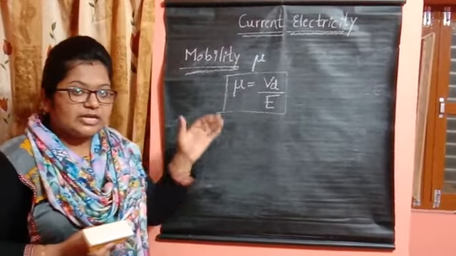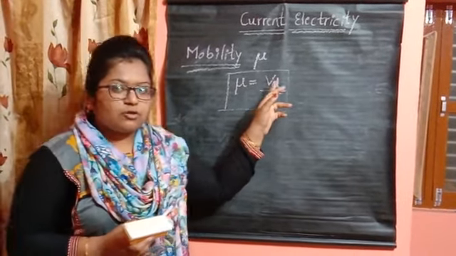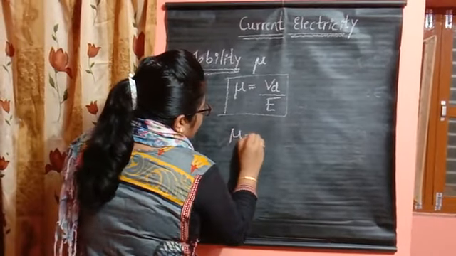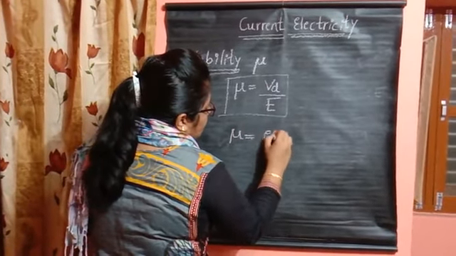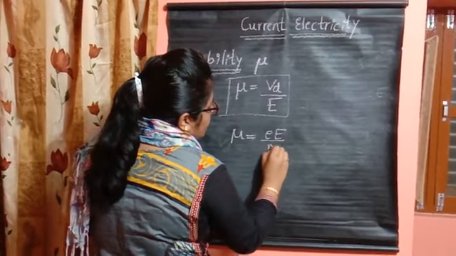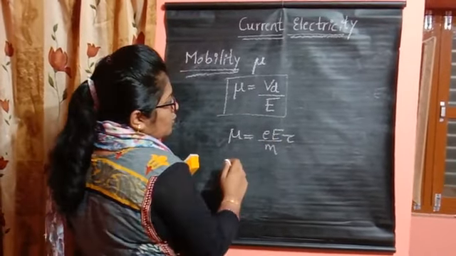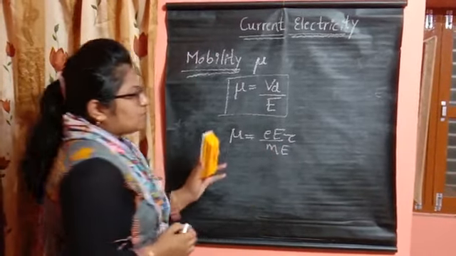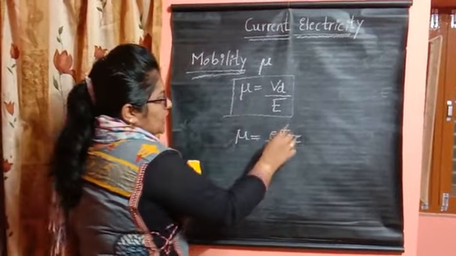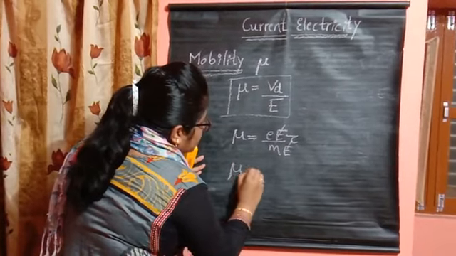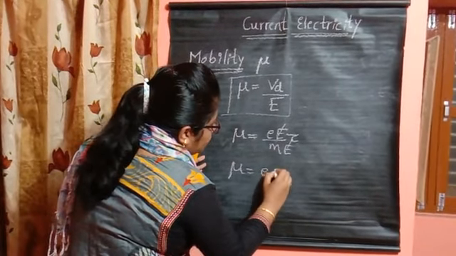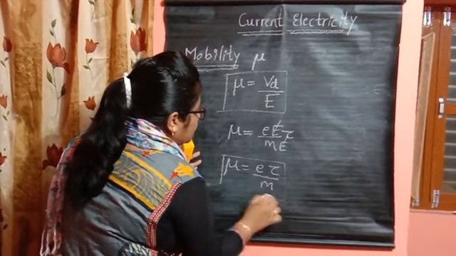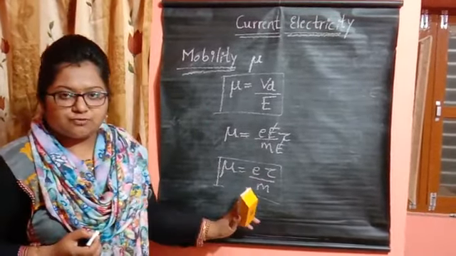We can explain it further because we know the value of Vd. So what is the value of Vd? Vd is equal to e E tau divided by m. This is the value of Vd. But here we have E, one more E in the expression for mobility. So let's cancel. So what expression for mobility will we obtain? e tau divided by m. This is the expression for mobility.